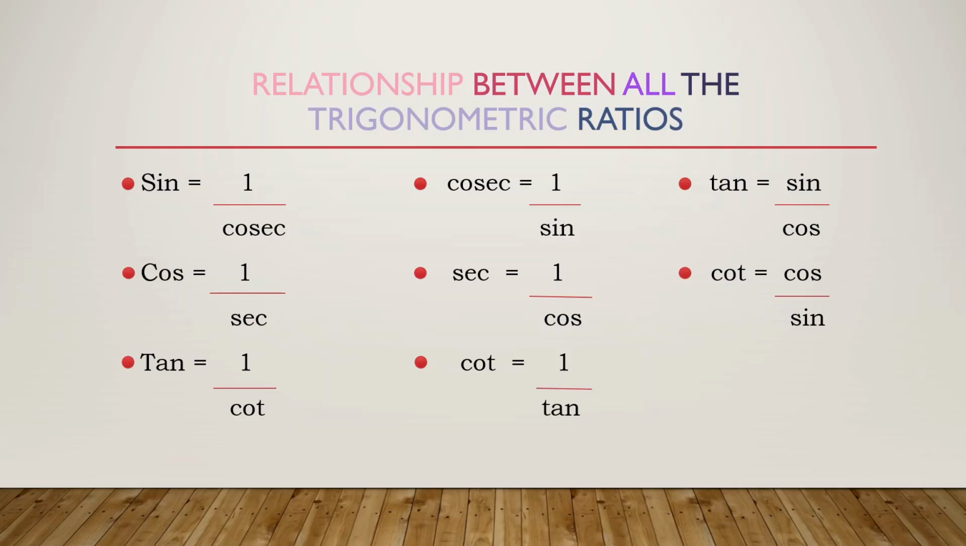Relationship between all the trigonometric ratios. As we can see, sine can be expressed as the reciprocal of cosecant and cosecant can be expressed as the reciprocal of sine. Similarly, cos can be expressed as the reciprocal of secant and secant can be expressed as a reciprocal of cos, as well as tan can be expressed as a reciprocal of cot and cot can be expressed as a reciprocal of tan. Tan can also be expressed as sine by cos, and cot can also be expressed in terms of cos divided by sine.